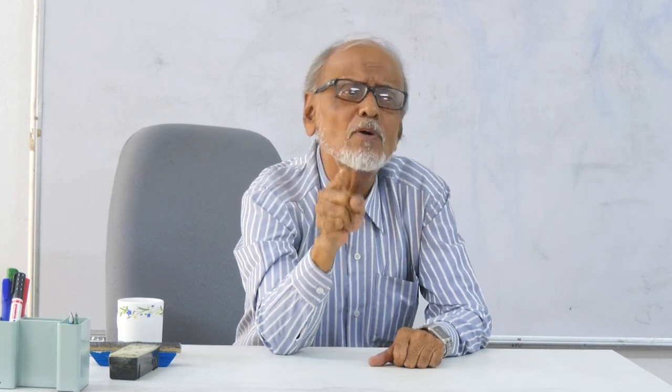Next are extensor carpi radialis longus and brevis. Do they cross the wrist? Yes, they cross the wrist. Their name implies that they will cross the wrist. Extensor carpi radialis longus, extensor carpi radialis brevis. That means they are in relation to some of the carpal bones. That is why they are being called so.